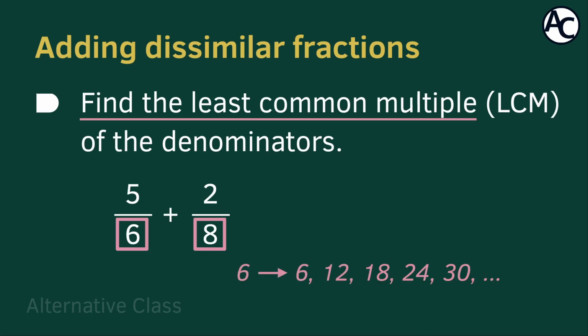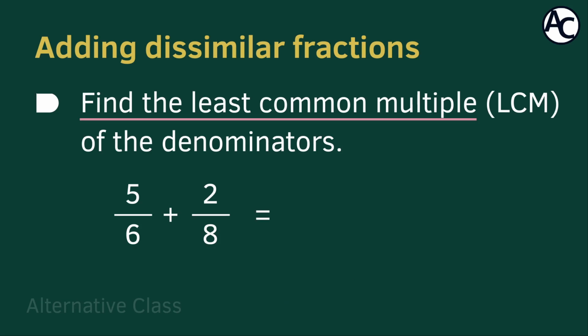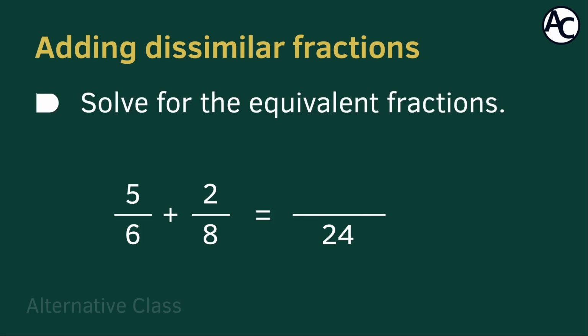The multiples of 6 are 6, 12, 18, 24, 30, and so on. The multiples of 8 are 8, 16, 24, 32, 40, and so on. Notice that 24 is the least common multiple of 6 and 8. Use the least common multiple as the new denominator. Next, solve for the equivalent fractions. 5/6 and 2/8 must be converted to their equivalent similar fractions.